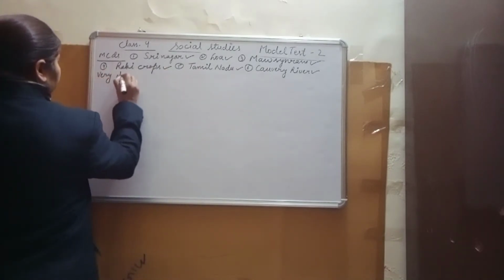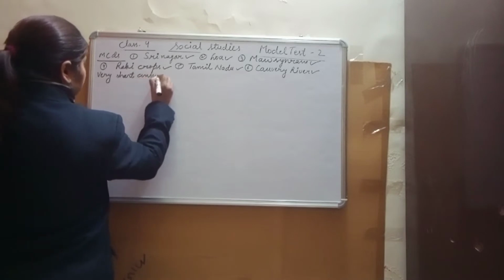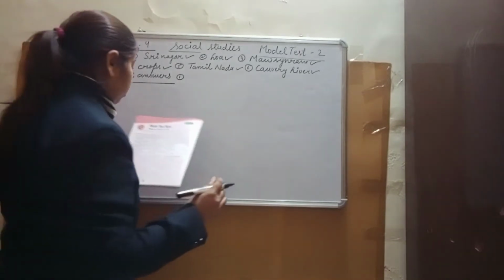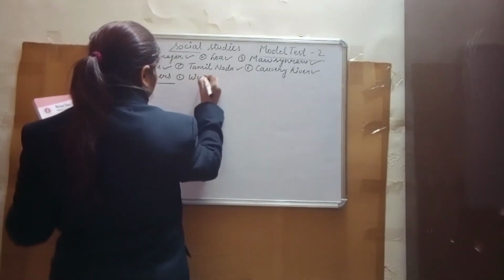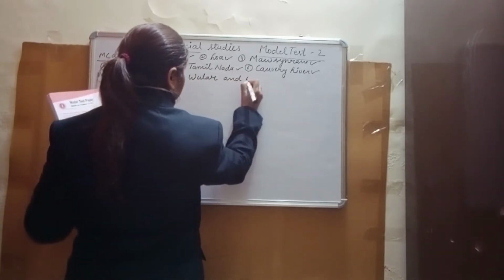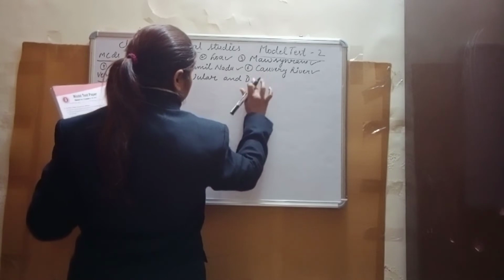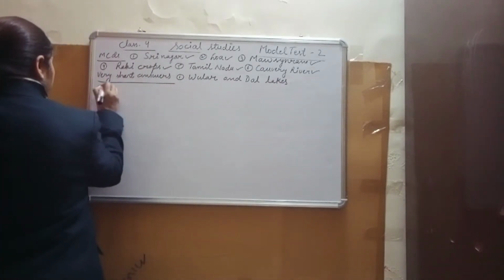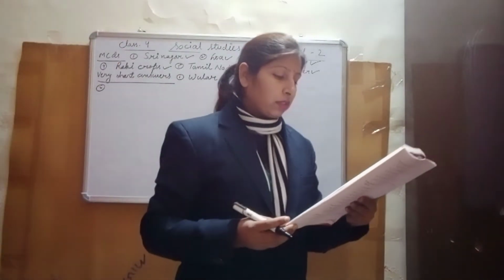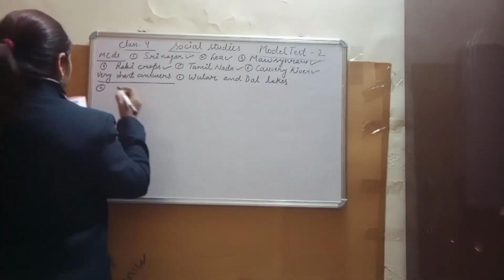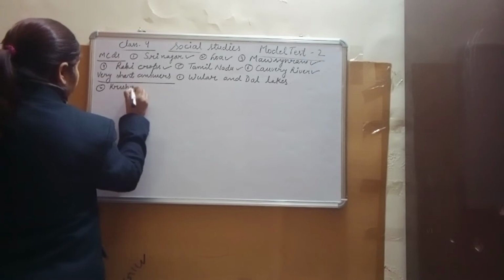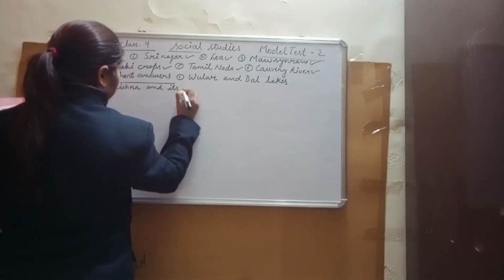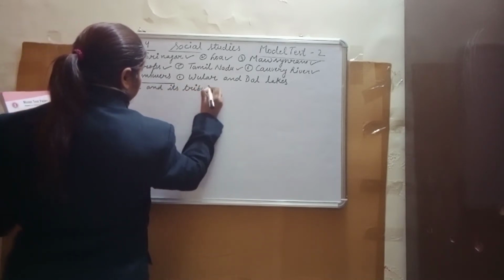This is very short answers. First is, name the famous lakes in the Union Territory of Jammu and Kashmir. We can give the answer in short. Wular and Dal Lakes. Number 2. Name the 2 main river systems of Karnataka. Question you note down from the book, answer from the board. Krishna and its tributaries.